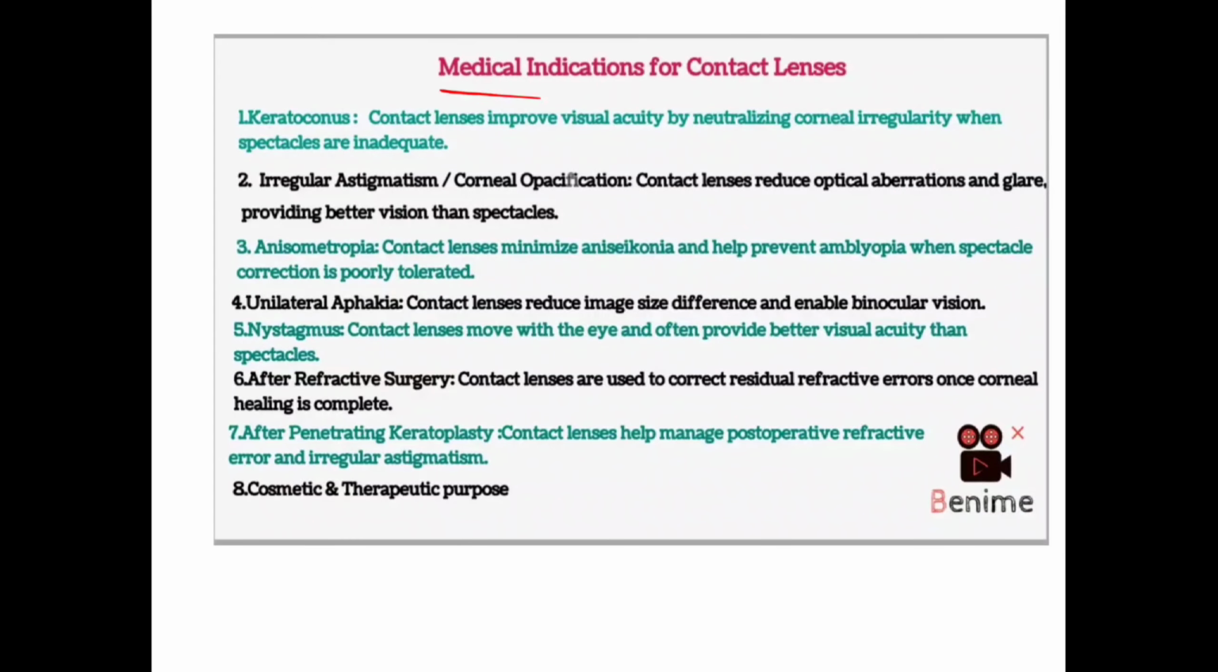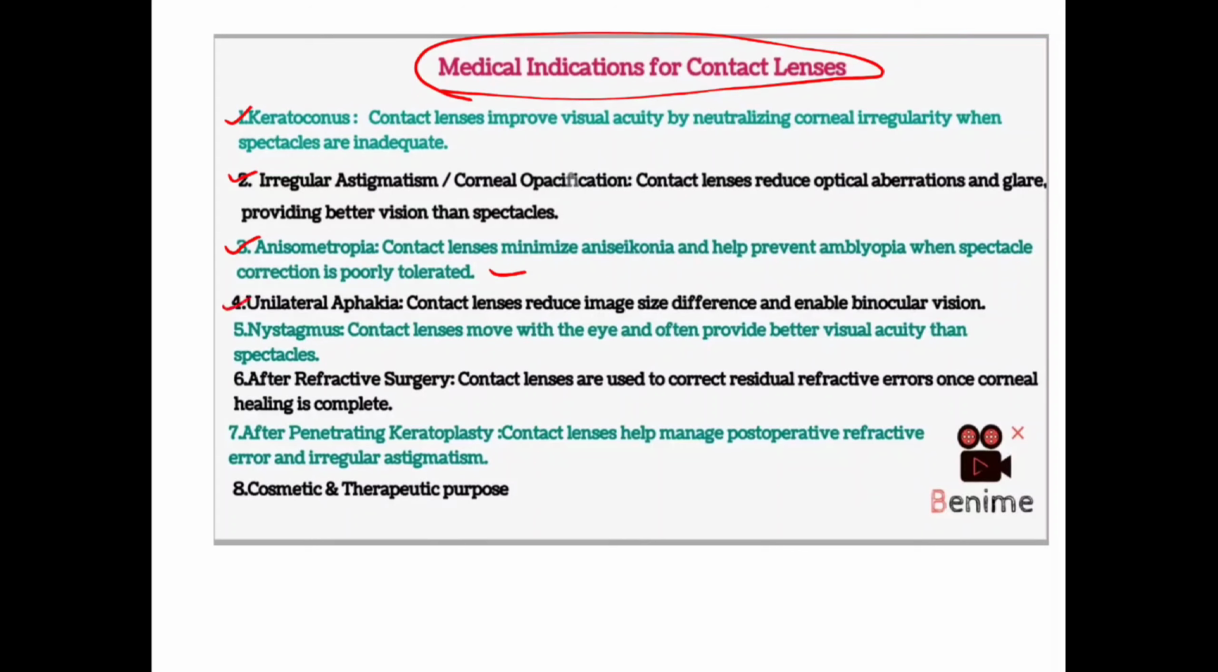Next we'll talk about the medical indications for contact lenses. First is keratoconus, which is most common these days. Contact lenses improve the visual acuity in keratoconus by neutralizing the irregular cornea. Second is irregular astigmatism or corneal opacification. If there is any irregular astigmatism or corneal opacification, you can go for contact lenses. Third is anisometropia. If you prescribe contact lenses, it will minimize aniseikonia and help prevent amblyopia when spectacle correction is poorly tolerated.